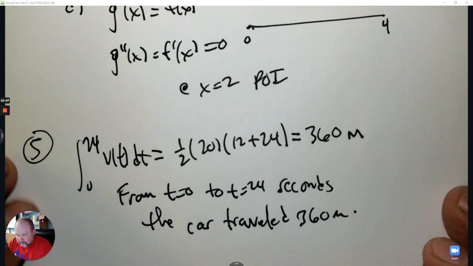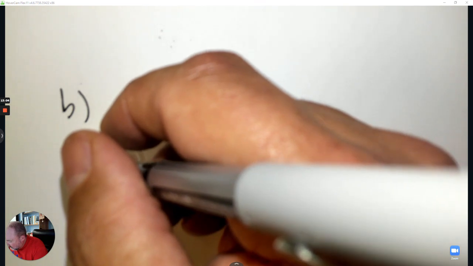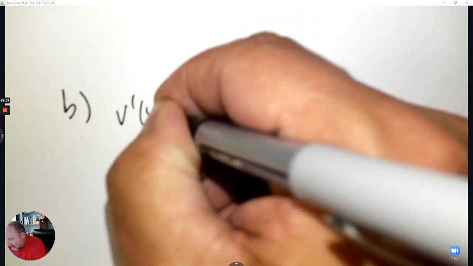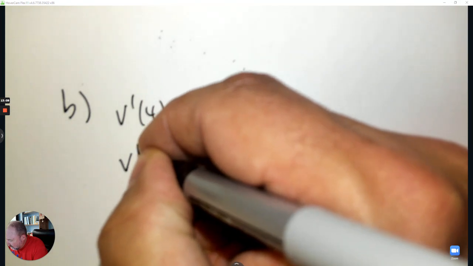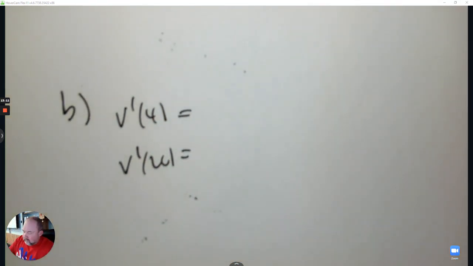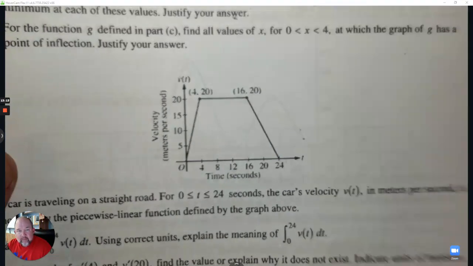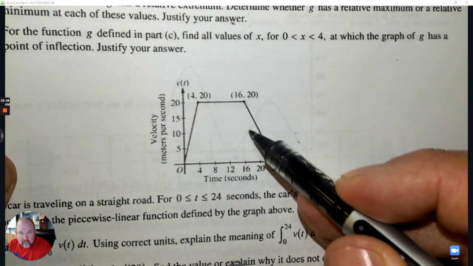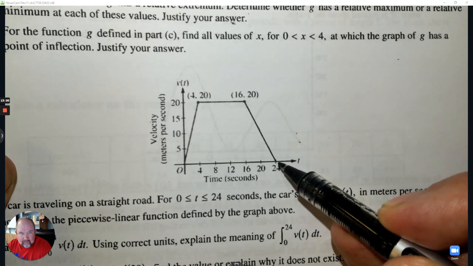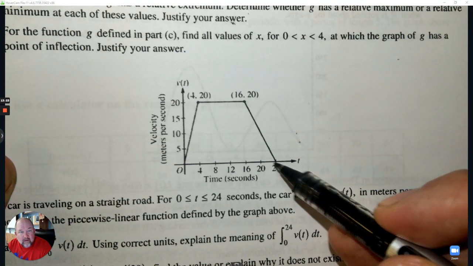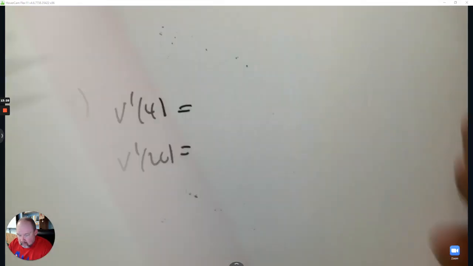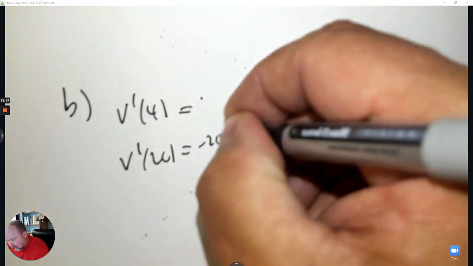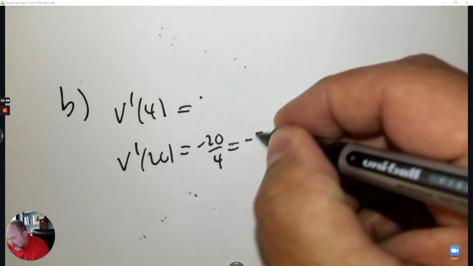Part B. It says, for each of those derivatives, find the value. So the derivative at 4 and the derivative at 20. So derivative off a graph means the slope. So at 20, the slope of this line goes down 20 and to the right 4. Oops, that's this one. Down 20 and to the right 4, so that's negative 5.